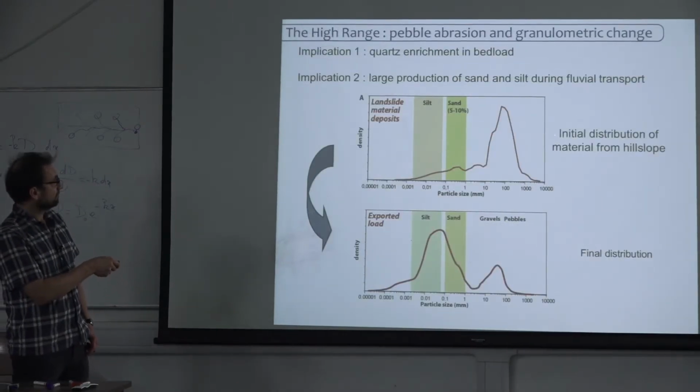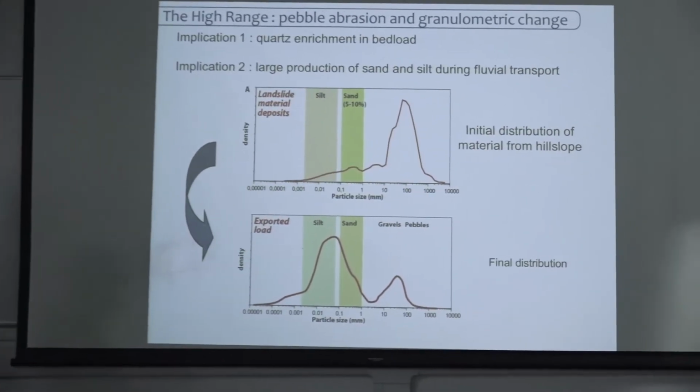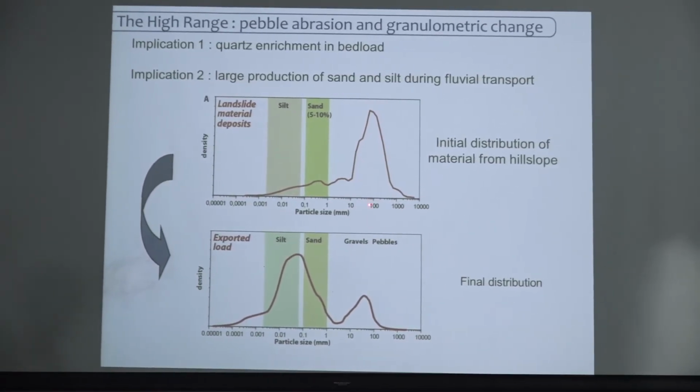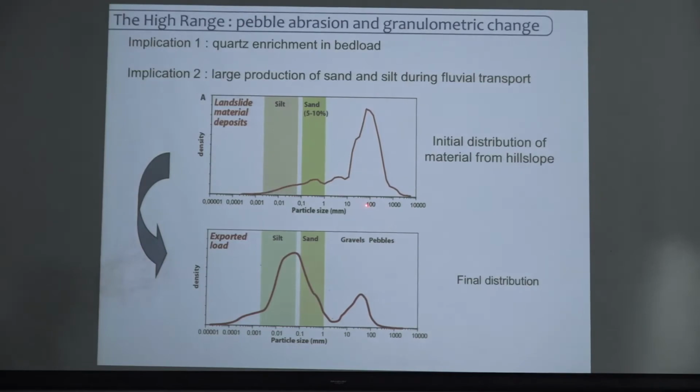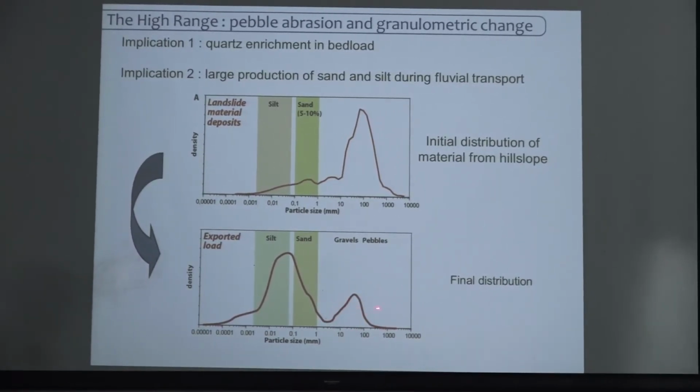So we start with some initial distribution from the landslide, with pebbles, with particles, a mode around 100 millimeter, and by abrasion, we will transform coarse material into slightly finer fragment material, and of course, a large proportion of attrition product in silt and sand size.